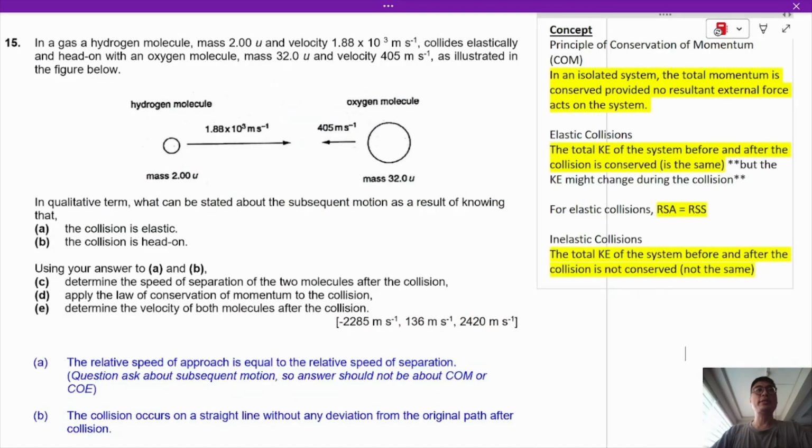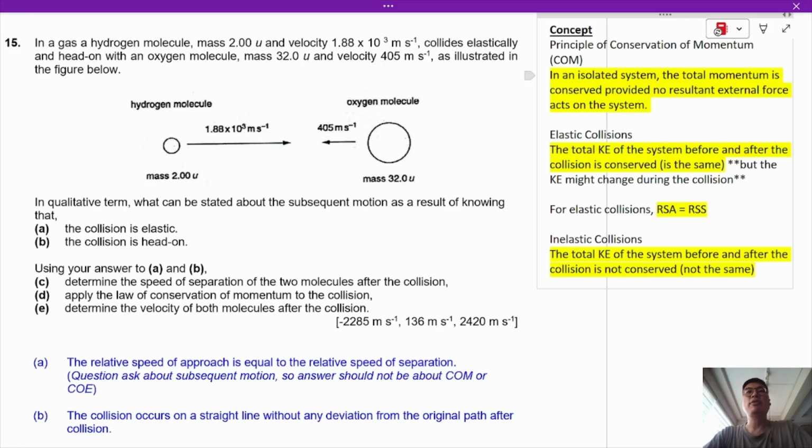Alright, let's take a look at question 15. Now in this question, the question is about the principle of conservation of momentum. Conservation of momentum states that in an isolated system, the total momentum is conserved provided no resultant external force acts on the system. That's a very important law that up to today has not been violated, even with Einstein and everything. So please remember it.